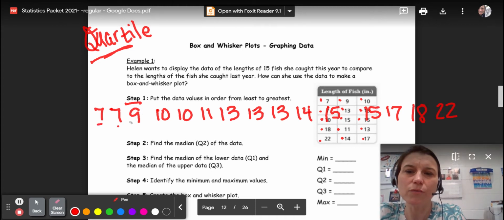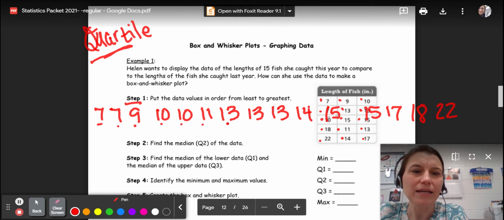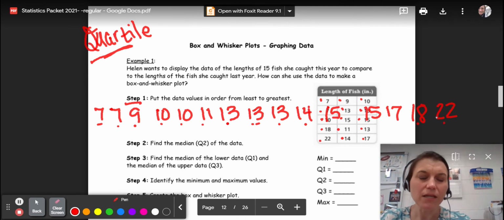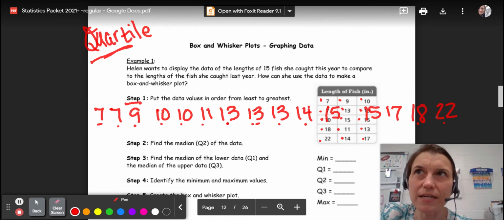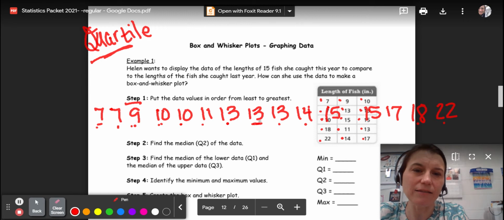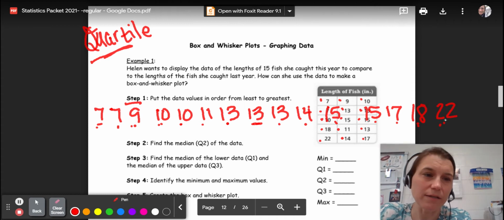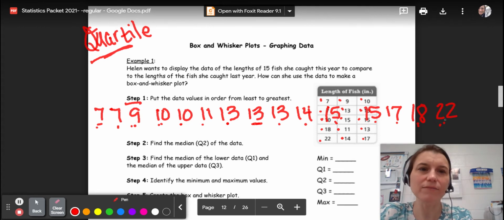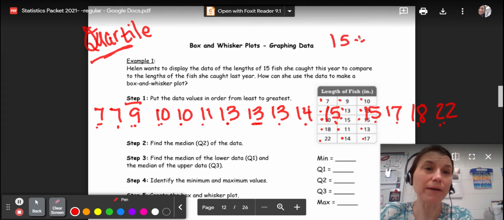So 1, 2, 3, 4, 5, 6, 7, 8, 9, 10, 11, 12, 13, 14, 15. Okay, good, when I counted them, I counted 15. The reason why I did that was because I know that if there are 15 numbers in order from least to greatest, then the middle number would have to be the eighth one. And I know that because 15 divided by 2 is 7.5.